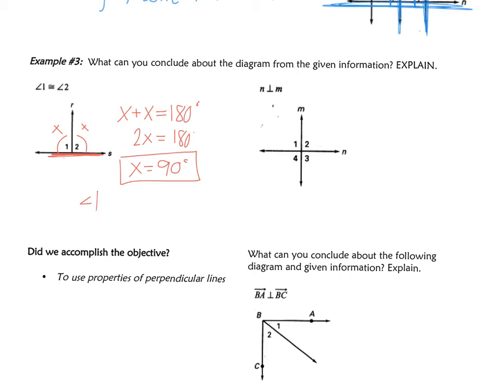Now I'm going to write angle 1 and angle 2 are right angles. And I'm also going to write that line R is perpendicular to line S. Okay, make sure you get that written down. You'll need that for tomorrow's. Okay, please try the next example.